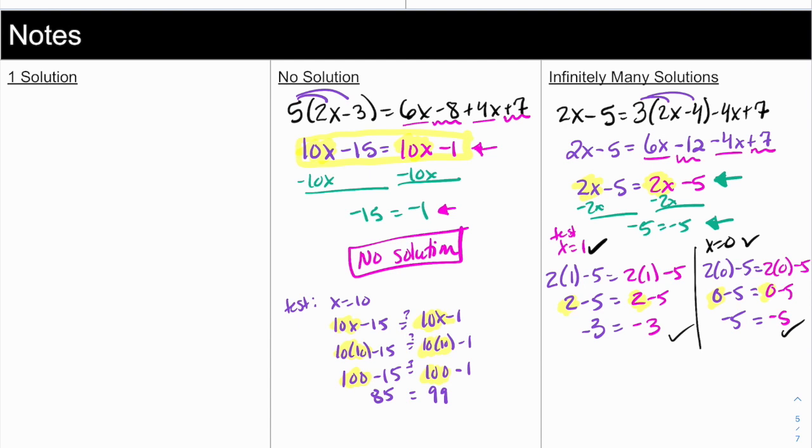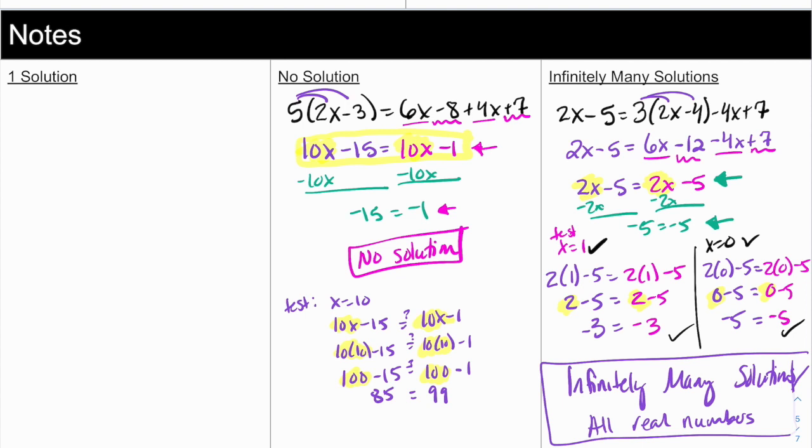And so in this case, we've already found multiple solutions for this. 1 worked, 0 worked. We could keep finding numbers, we could keep plugging in numbers. Every single possible real number that we could plug in would work. This one has infinitely many solutions because all real numbers, every number that's in our real number system, would work as a solution. If we plugged it in, it would make the equation true.